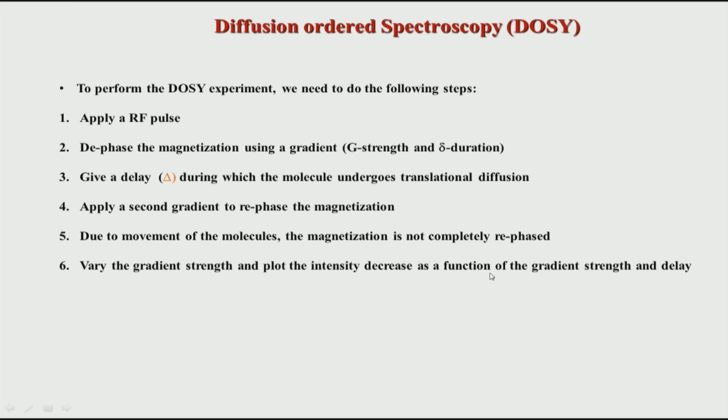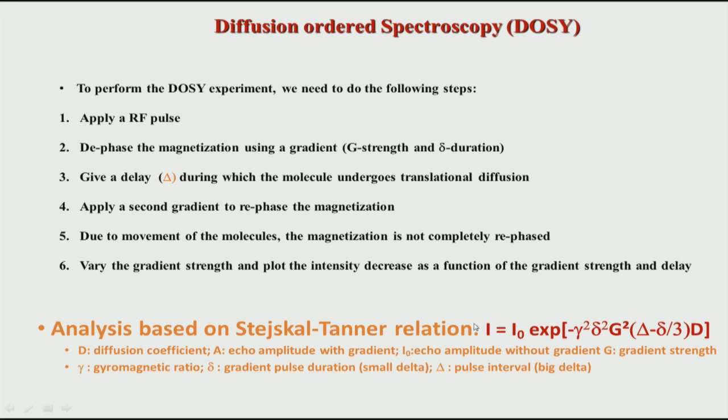This is very much captured by the famous Stejskal-Tanner equation, which was derived way back in the 60s. It says that your original intensity, where there was no gradient, which is the standard signal we expect, is now attenuated, meaning decreased, because of the application of this gradient and the delay, and that is given by this relation. So, in this relation, what are the parameters? D is the diffusion coefficient, which is what we want to extract.